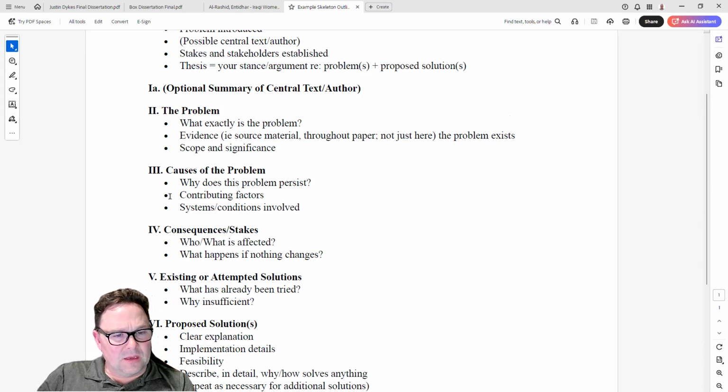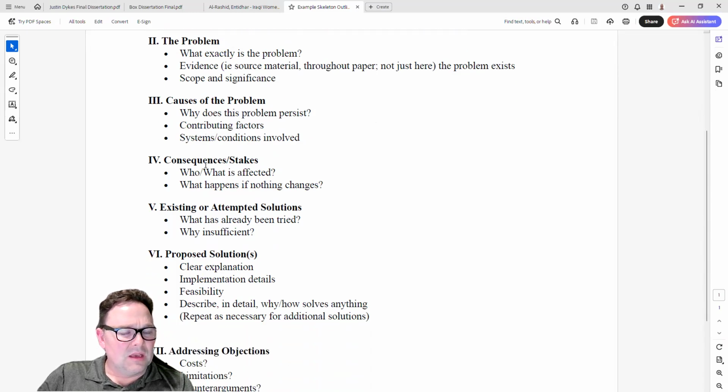And not just what it is, but here I have ideas like why does it persist? Why isn't it going away? This will help set you up for later when you start talking about the solutions. And contributing factors, what's all involved in the causing and perpetuating of this problem. So this is just further introducing it, laying it out. This is where you get into a little bit more detail.